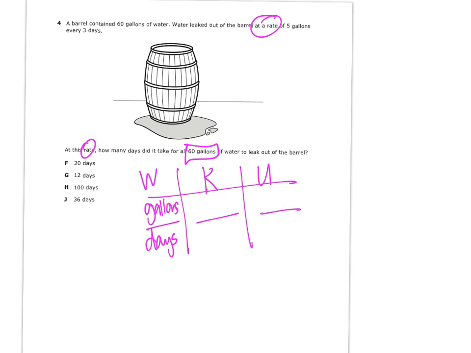This is a freebie. Now go back. Your numbers are going to be in the sentence. At a rate of 5 gallons every 3 days. At this rate, how many days did it take for all 60 gallons? So I'm going to put that 60 right here. How many days? That's what I'm looking for. I don't even know why so many kids miss this.